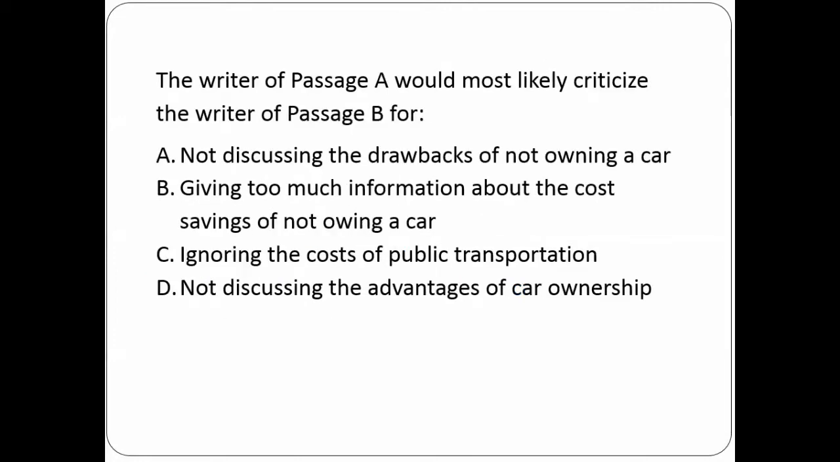Try another one. The writer of passage A would most likely criticize the writer of passage B for: A, not discussing the drawbacks of not owning a car; B, giving too much information about the cost savings of not owning a car; C, ignoring the costs of public transportation; or D, not discussing the advantages of car ownership. Stop the video here and restart when you are ready to check your answer. Rewind if you need to reread passages A and B.